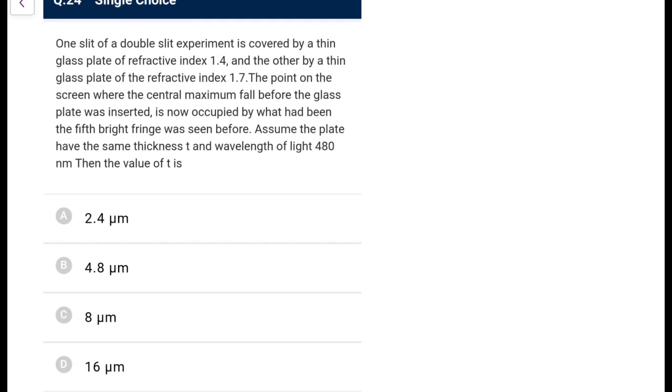Next one. One slit of a double slit experiment is covered by a thin glass plate of refractive index 1.4, the other by 1.7. The point where the central maxima fell before the glass was inserted is now occupied by what had been the fifth bright fringe. So the fringe pattern shifts by 5 fringes. Assume the glass plates have the same thickness. So the first one introduces a path of 1.7 minus 1 into t, the second one introduces 1.4 minus 1 into t, and the difference is equal to the fifth bright fringe, that is d sin theta for the fifth one. So path difference d sin theta is equal to 5 lambda, because 5 fringes are shifted now.